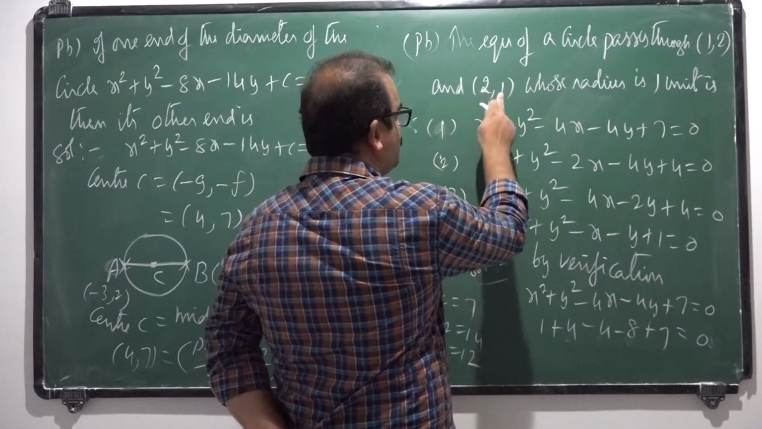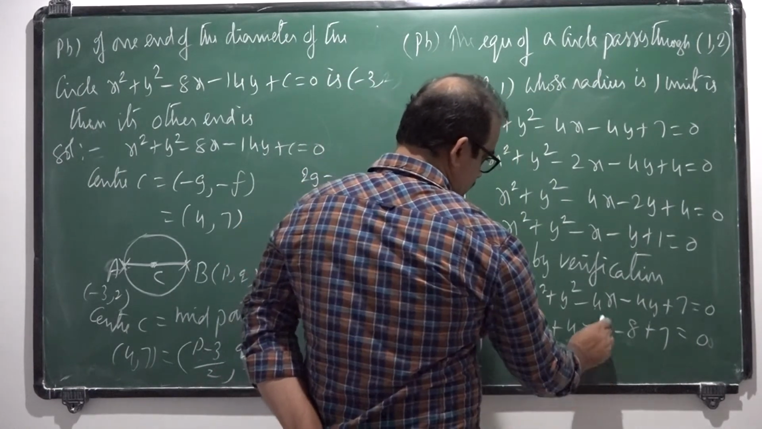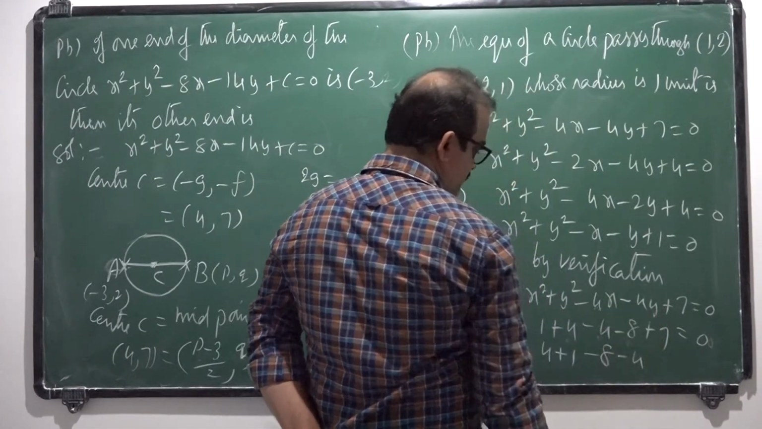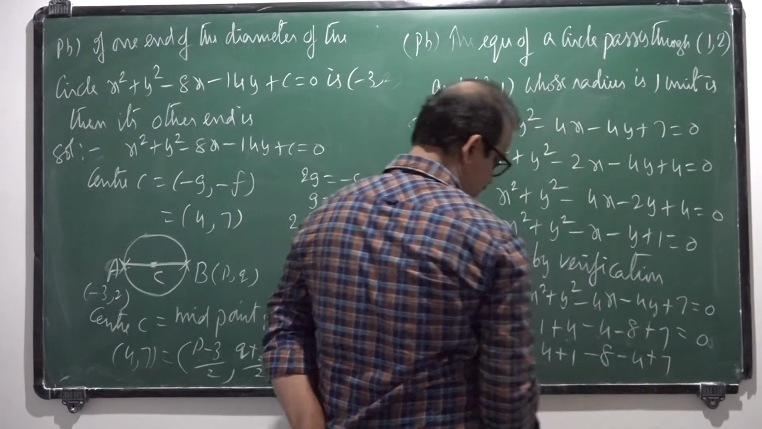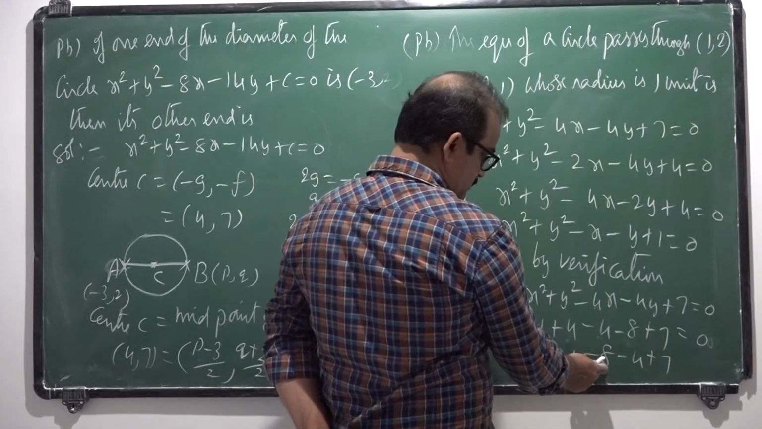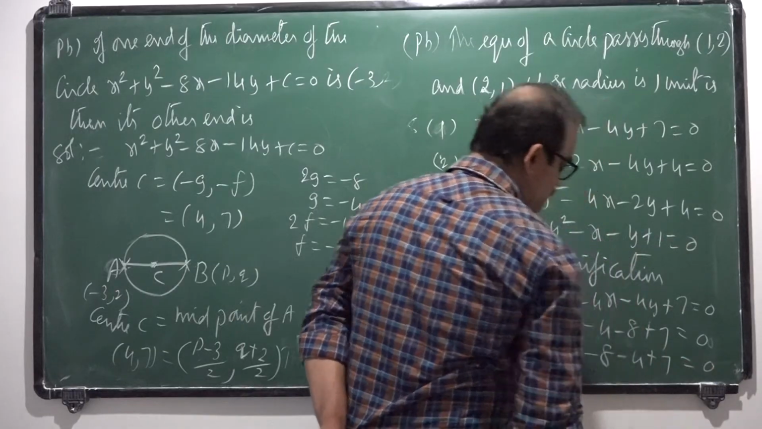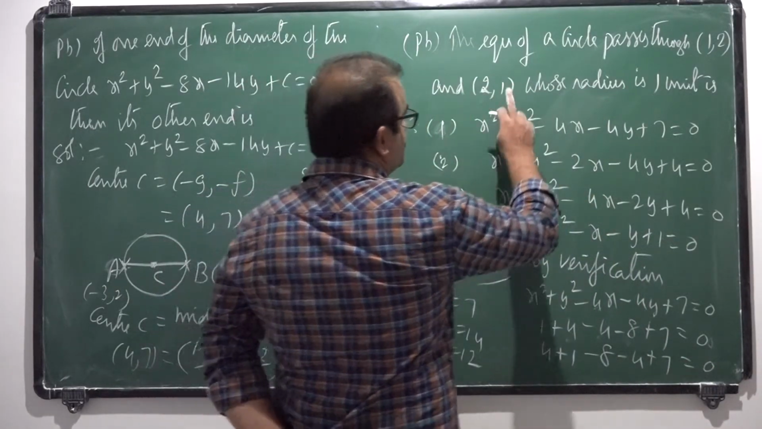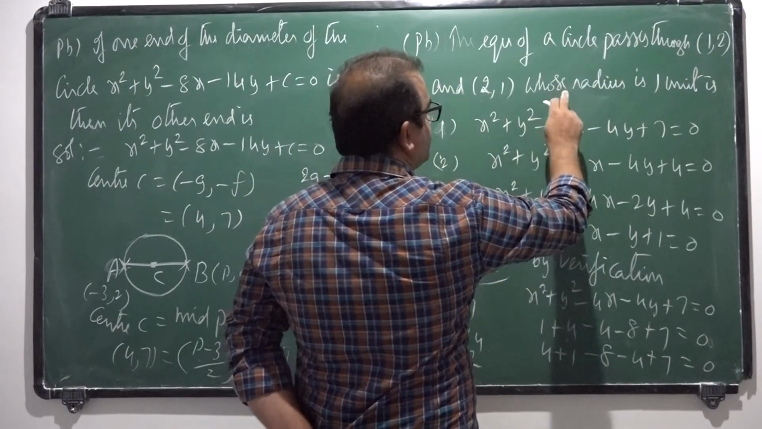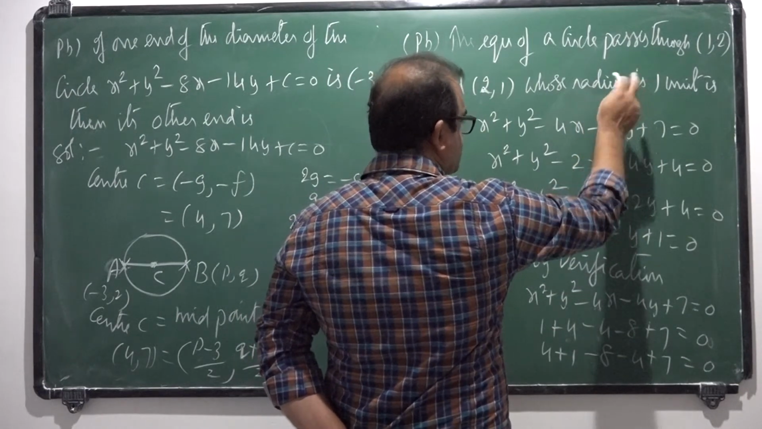Put x is equal to 2, y is equal to 1. 2 square, 4 plus 1 minus 4 into 2, 8 minus 4 into 1, 4 plus 7. 4 plus 1, 5 minus 8 minus 3 minus 4 minus 7 plus 7, that is equal to 0. So these 2 points satisfy this equation, and the radius of this circle is 1. You verify this also.